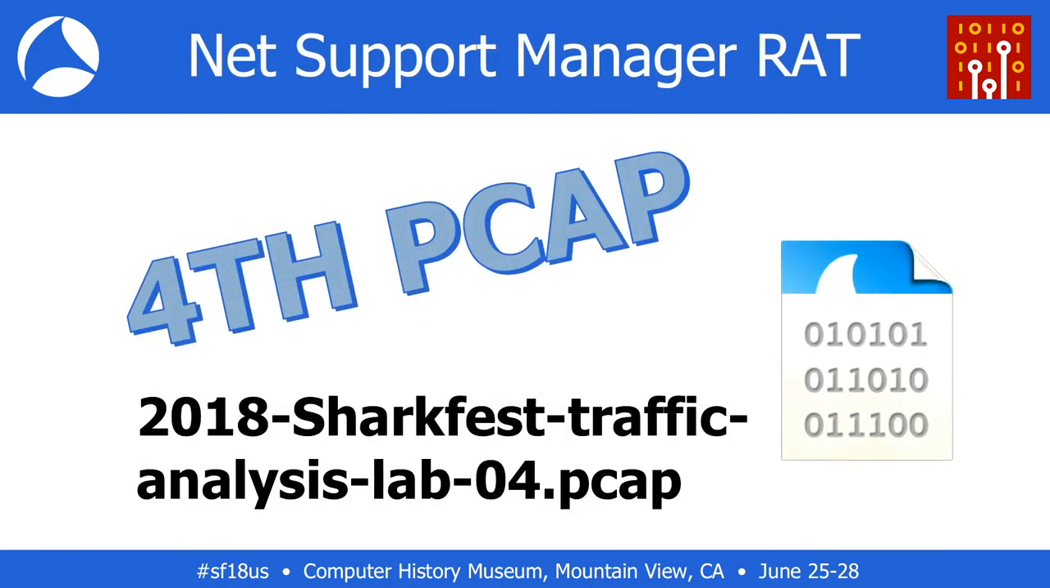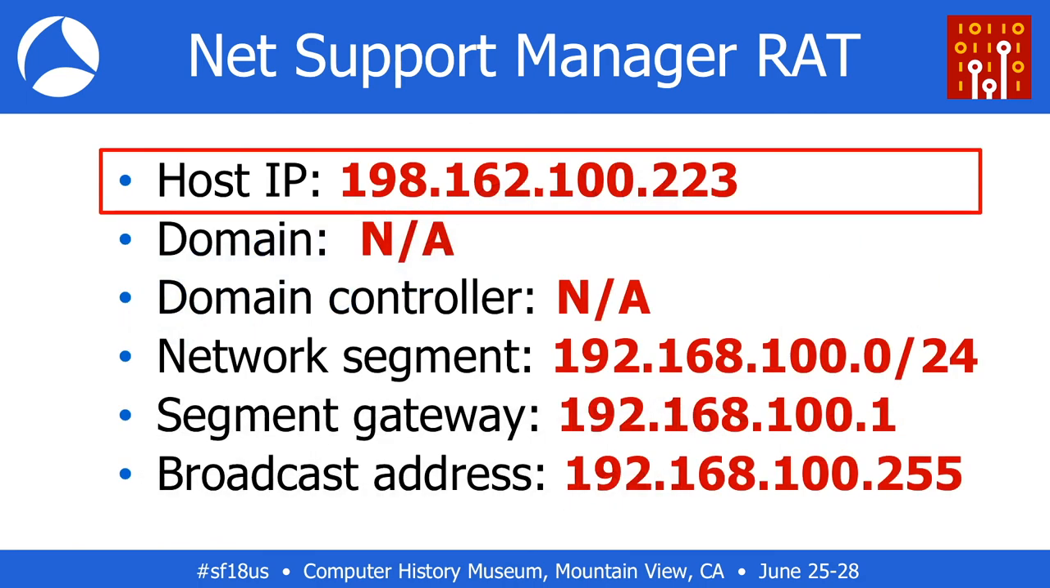Open up your fourth PCAP. In that fourth PCAP, here are our network parameters. This is not in an Active Directory environment. Just picture this as somebody at home on their Windows 7 computer that they refuse to upgrade to Windows 10 because they don't like how it looks or how it acts or how it spies on you. So we're in the 192.168.100.0/24 range.